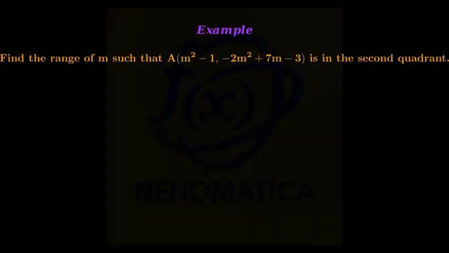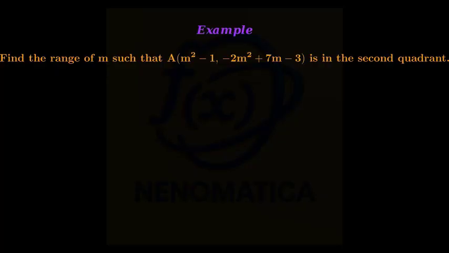In this example, we will find all real values of m so that the point A of m squared minus 1 comma negative 2m squared plus 7m minus 3 lies in the second quadrant. First, show the example label. Now display the problem statement in bold orange.